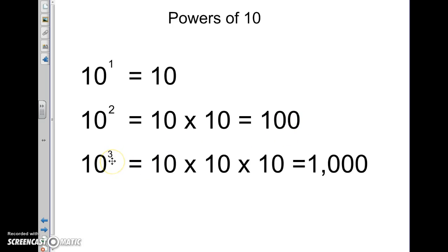10 to the third power, if the exponent is a little 3, means that there's going to be 1, 2, 3 10s that are all multiplied together. So 10 to the third means 10 times 10 times 10. There's 3 10s there. And 10 times 10, remember, is 100, times another 10 would give us 1,000. So 10 to the third is equal to 1,000.